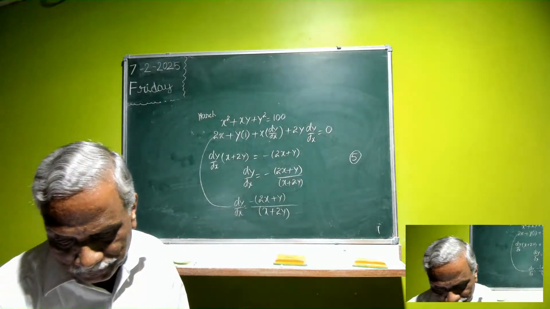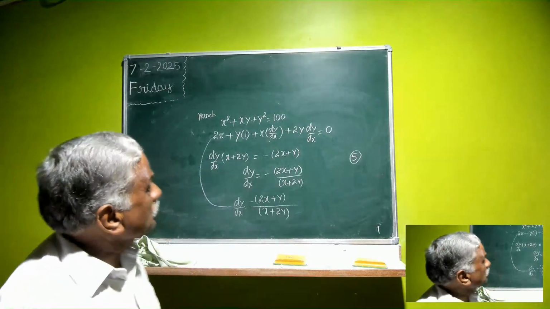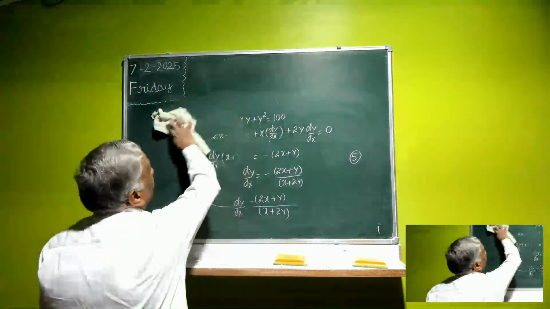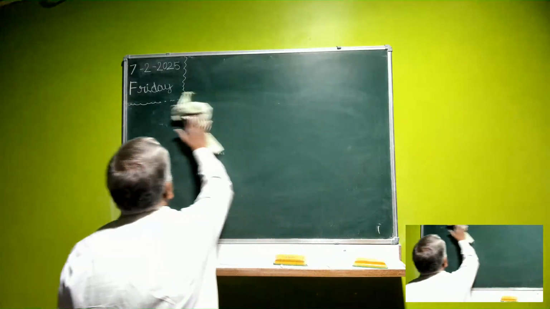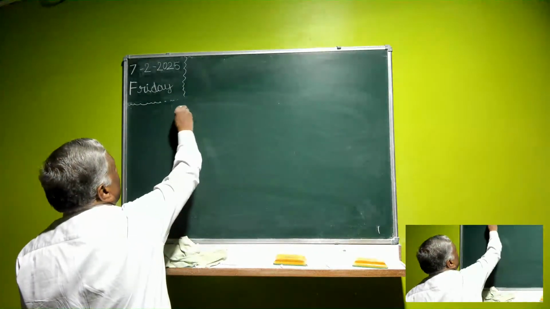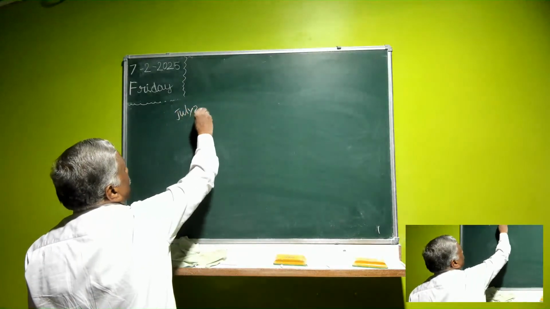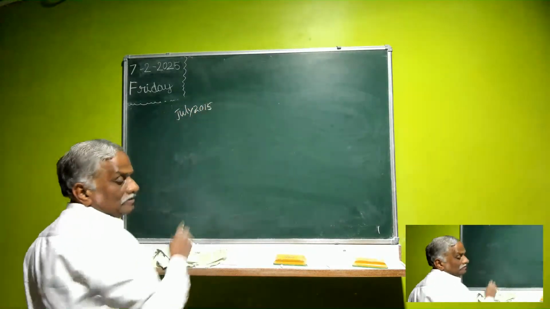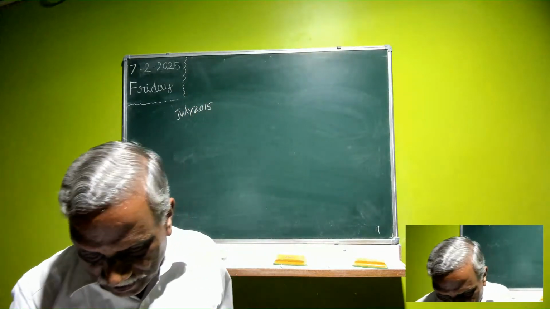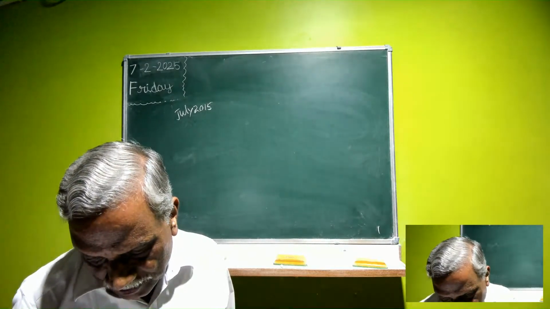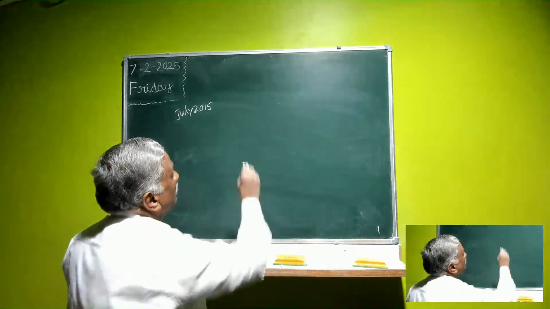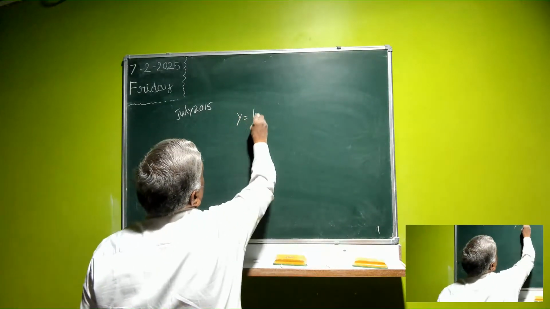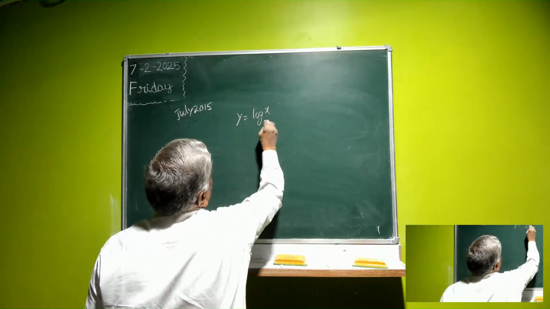So we'll move on to July 2015. This is the second problem, 2 marks. Every year they give 2 questions of 2 marks. So July 2015: y is equal to log x to base 7.